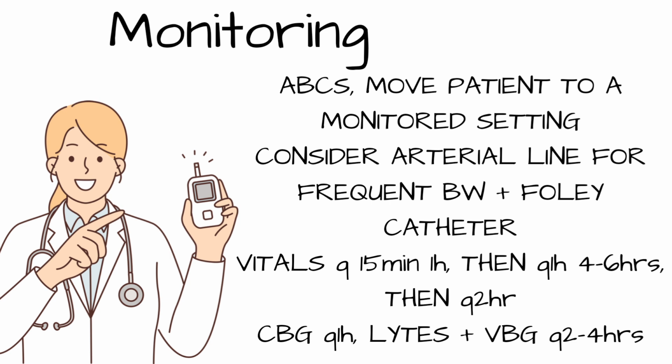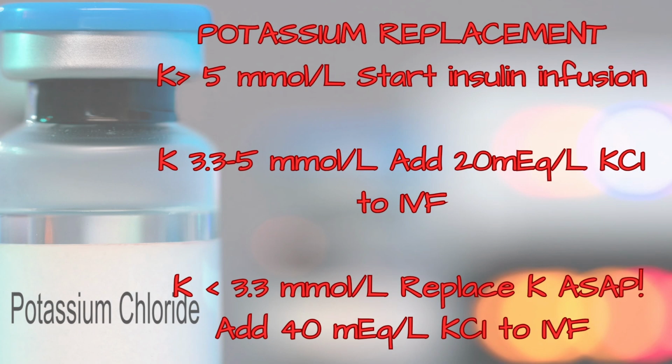Vital signs such as heart rate and blood pressure need to be checked regularly, along with continuous glucose monitoring and electrolyte levels. The management of DKA includes replacing potassium based on the blood levels. Insulin infusion is initiated when potassium levels are above 5 millimoles per liter.